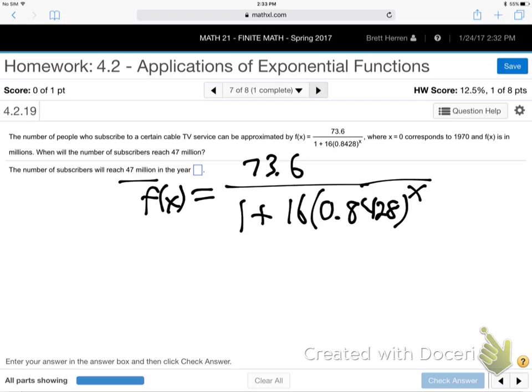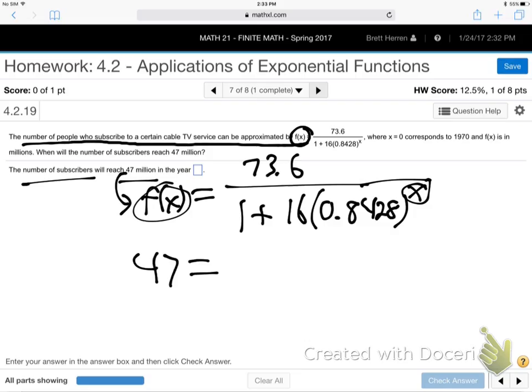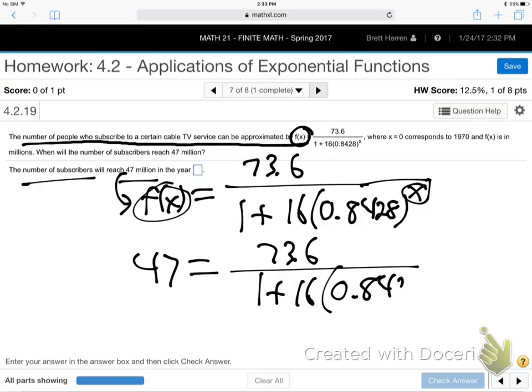So they're saying something about 47 million. I want you to ask yourself, is that x or is that f of x? There's only two things, right? Is it x or y? It's number of subscribers. Well, what's number of subscribers? It's f of x. So 47 goes there, equals that whole thing. Does that make sense? It's not x, it's f of x, it's y, because it's number of subscribers, and they said that was f of x.